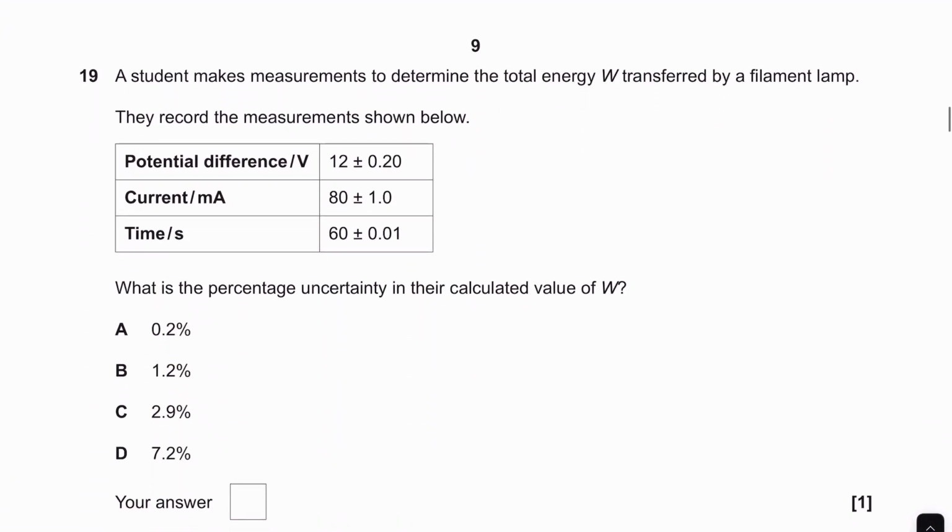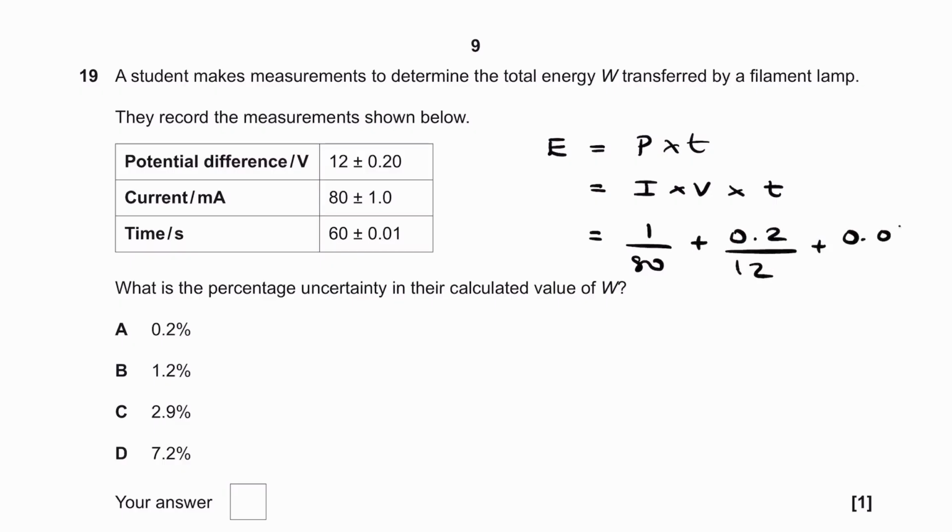Question number 19. A student makes measurements to determine the total energy transferred by a filament lamp. They record the following measurements. What is the percentage uncertainty in the calculated value of W? So we know that W, or energy, is power times time, and therefore it is I times V times T. So we just need to work out the percentage uncertainties in all of them and then add them together. So it will be just 1 over 80 plus 0.2 over 12 plus 0.01 over 60, all times by 100, and that would give me C as the answer.